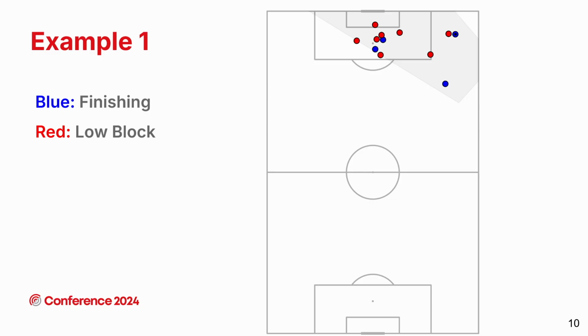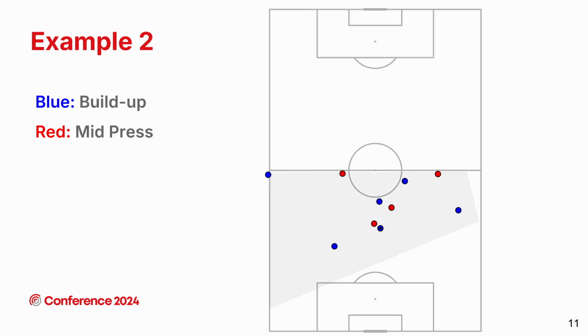We can see some examples here of how our rules assign phases to each freeze frame. In this case here, the blue team has the ball in the top right corner of the figure. And since the blue team is not making a counterattack and the red team is not making a counter-pressing action, and the ball is in the attacking third, then the blue team is in a finishing in possession phase, while the red team, having at least 6 players in their own third, is in a low block since they're not making any pressing action.